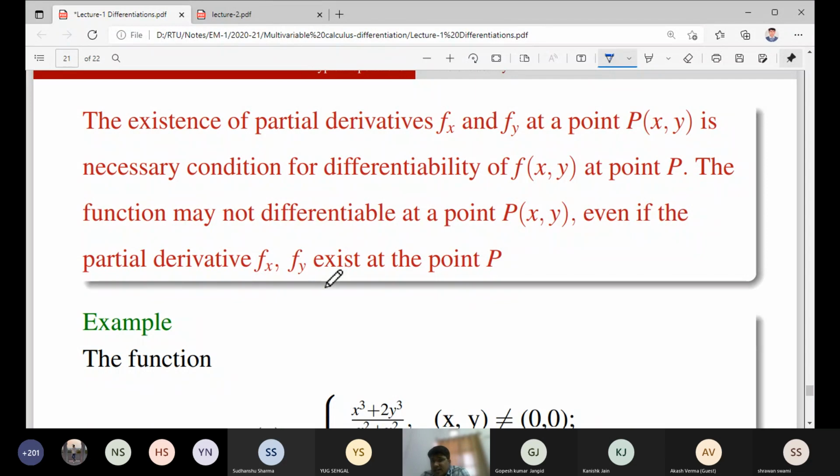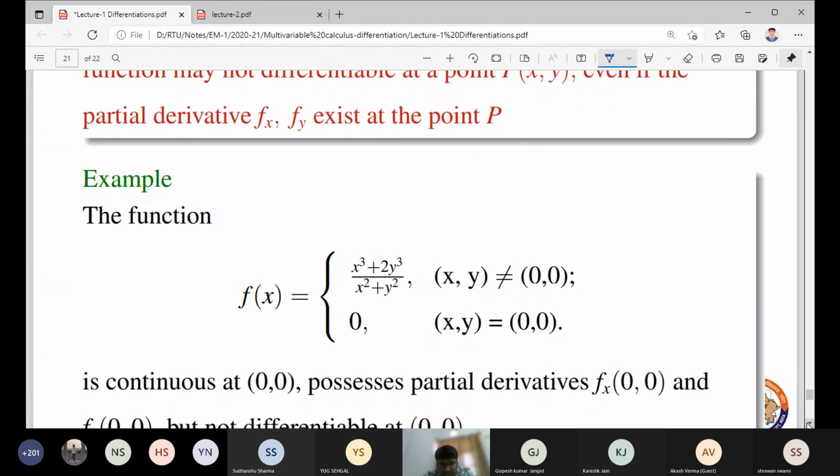If partial derivatives are continuous, then you can say that your function is differentiable. So only the existence of partial derivatives does not imply the differentiability of the given function. If partial derivatives are continuous, then you can say that your function is differentiable. So the next example is based on this important remark here.